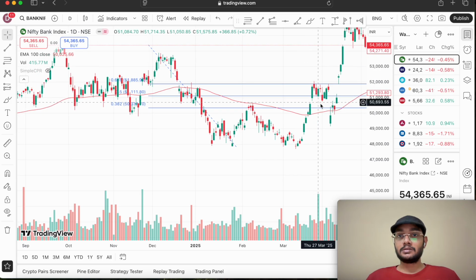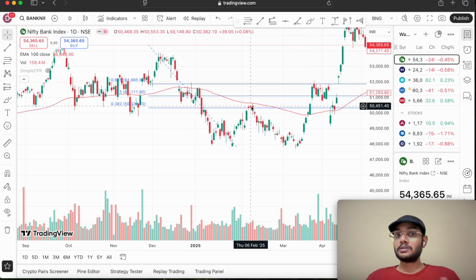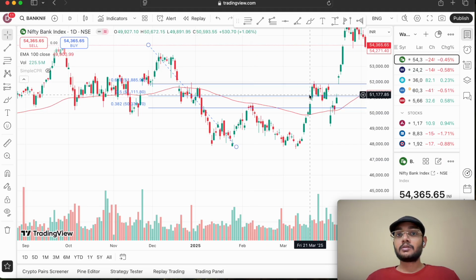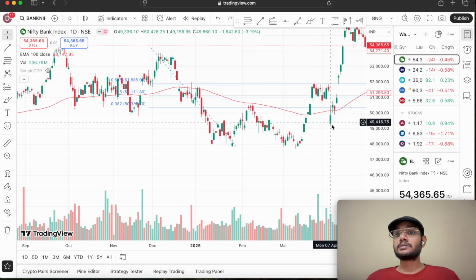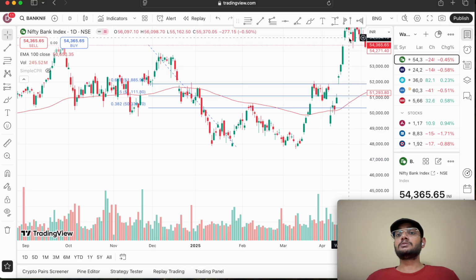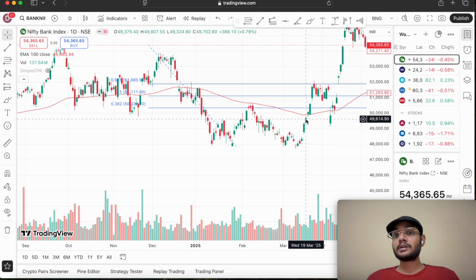But yeah, just look at this. This 0.382 level, it will definitely touch. I told you it will definitely touch. And 0.5 to 0.6, this is the level from where it reverses. It reversed and then it bounced back. So that's how it can be done.